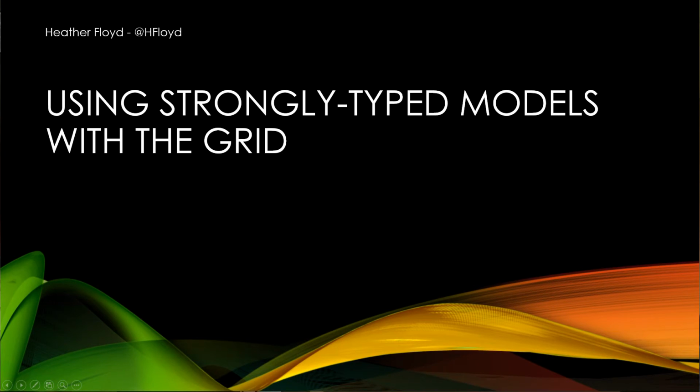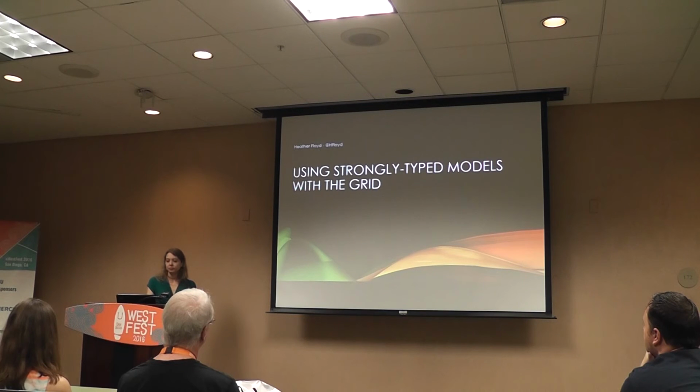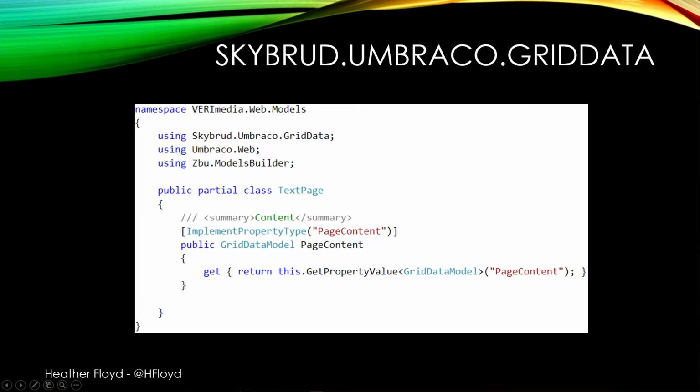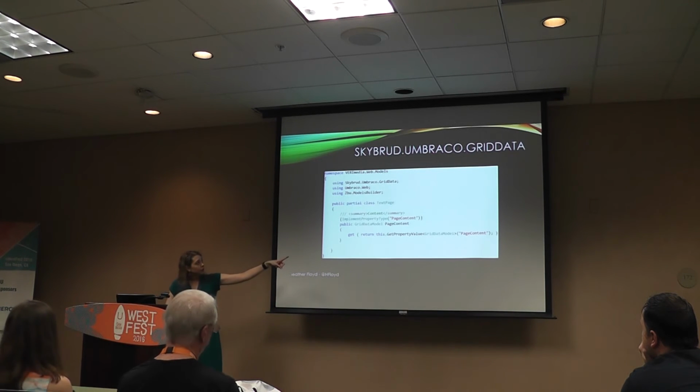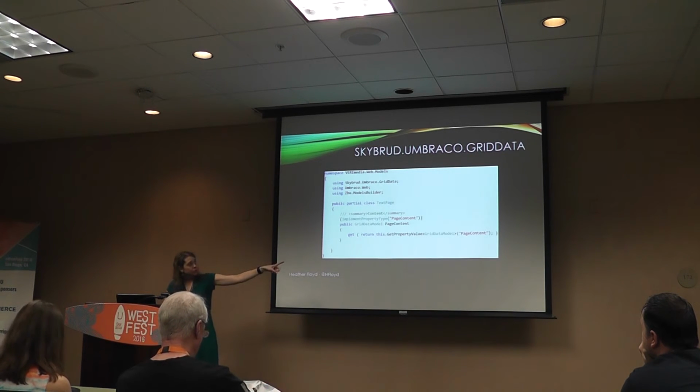So, using strongly typed models. If you are using strongly typed models, you want to get this little add-in, the Skybrett Umbraco Grid Data. This is just a simple property. If you've used Models Builder, this might be somewhat familiar to you. If not, don't worry about it. Basically we're just saying, we're going to get our page content, which is a grid control, and we're going to return it as this thing called a grid data model. Boom, done.